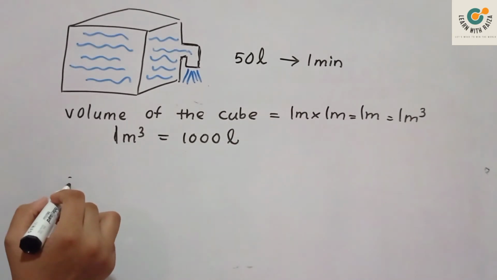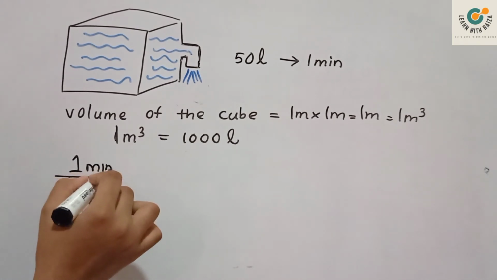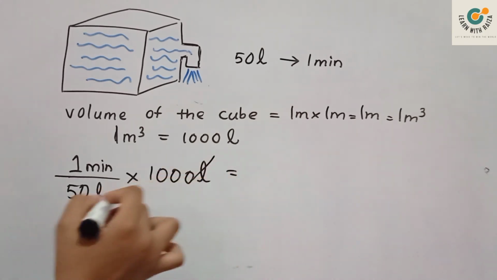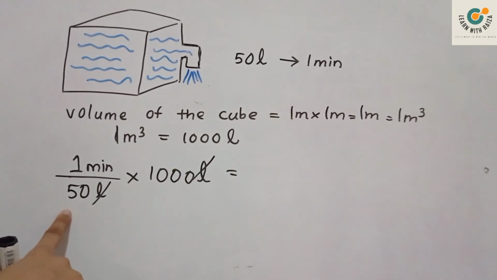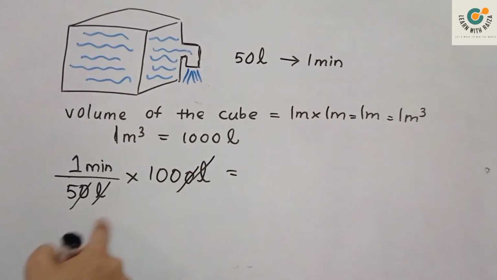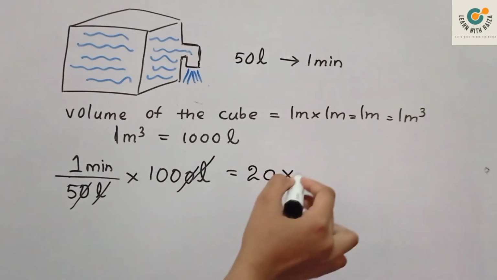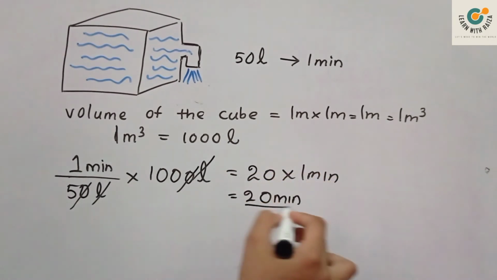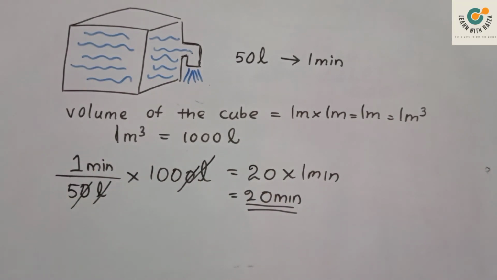So to release 50 liters, if it is 1 minute, then what is it for 1000 liters? You can cancel liters to liters. 1000 divided by 50, zeros and zeros cancel. 100 divided by 5 is 20. So 20 into 1 minute is equal to 20 minutes. So it will take a time duration of 20 minutes to empty the whole tank.